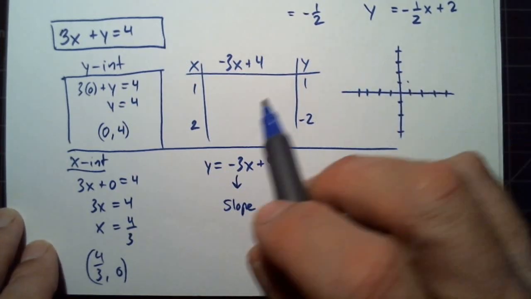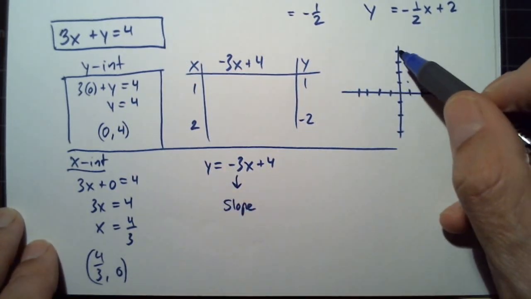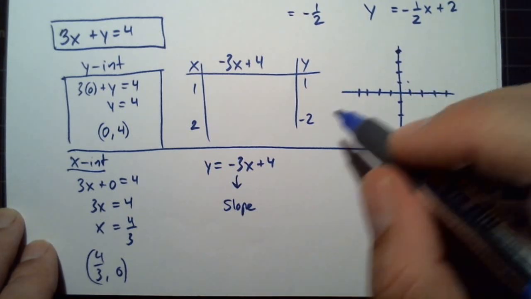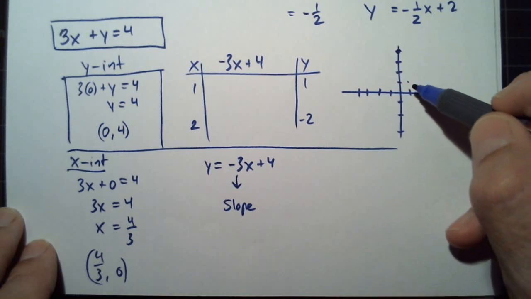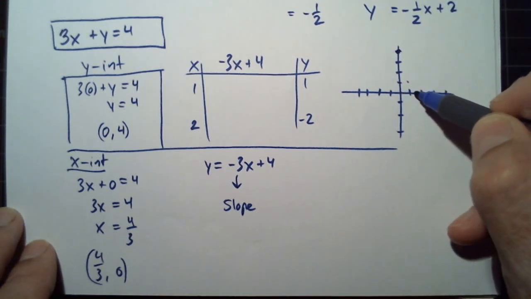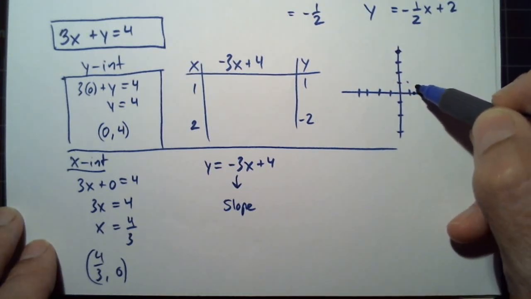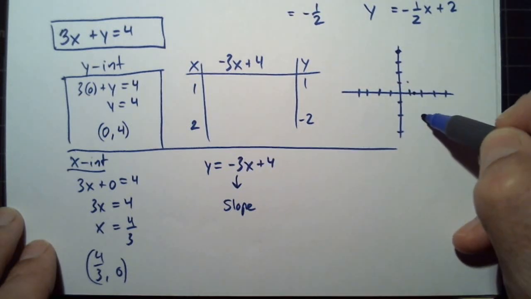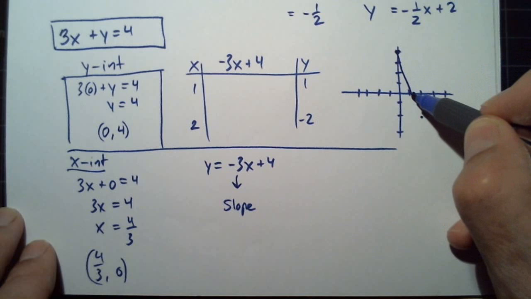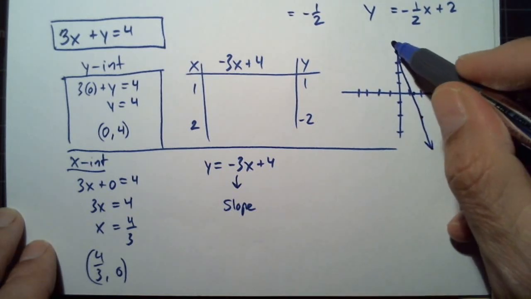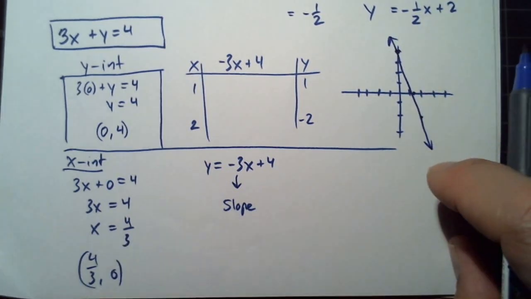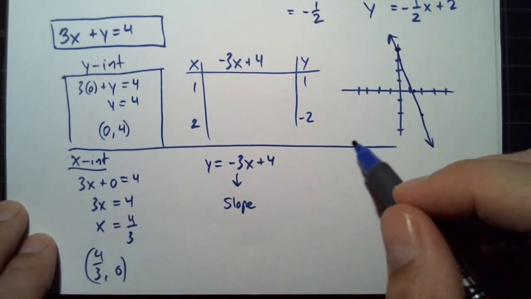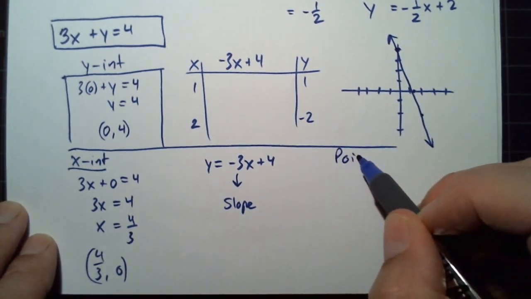So 1, 1, here we have 0, 4, and 4/3, 0, so over 4/3 down 0, and that's going to be right there. That's lining up. We have over 2 down 2. Then we can do point slope.